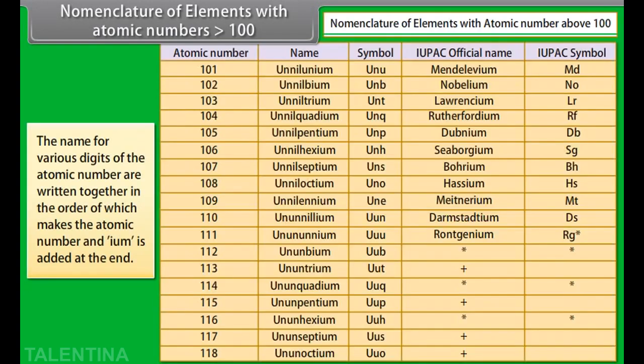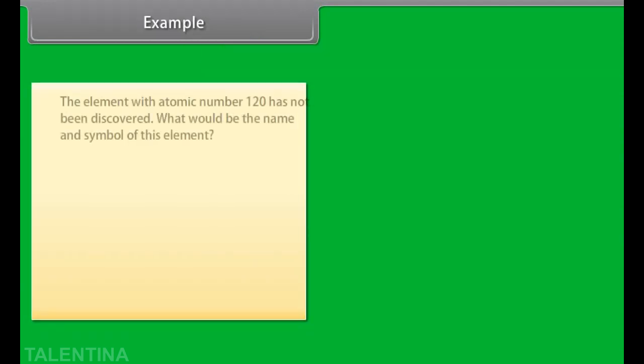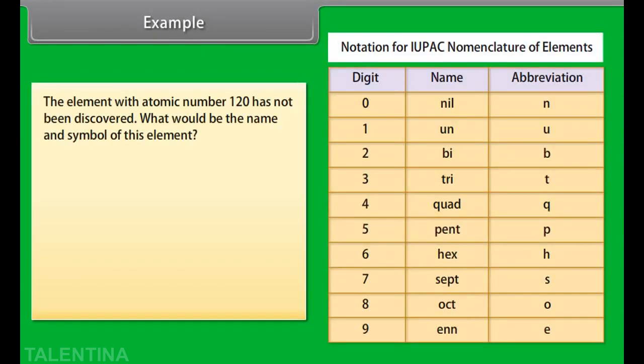The names for the various digits of the atomic number are written together in the order which makes up the atomic number, and IUM is added at the end. Example: the element with atomic number 120 has not been discovered. What would be the name and symbol of this element?